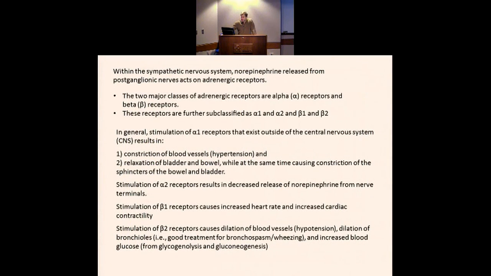Within the sympathetic nervous system, norepinephrine is released from the postganglionic nerves, just like we saw on the last slide, and those act on your adrenergic receptors. The adrenergic receptors are what the sympathetic nervous system stimulates. There are two major classes of adrenergic receptors, alpha and beta, and they are further subdivided into alpha 1, alpha 2, beta 1, beta 2. This will become important when they talk about medicines used in pharmacology.